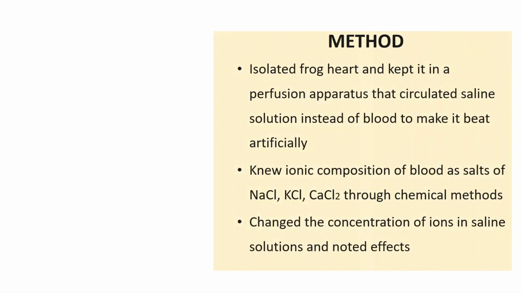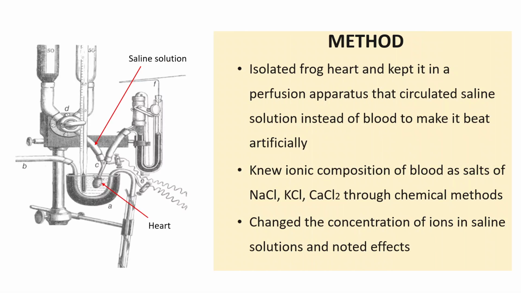So first we kind of have to go to the medical field, and we have our scientist whose name is Sidney Ringer. Okay, so what did he do? His method was as follows. He isolated a frog's heart and then put it in a perfusion apparatus. Basically, it's artificially beating a heart by injecting saline solution into it.